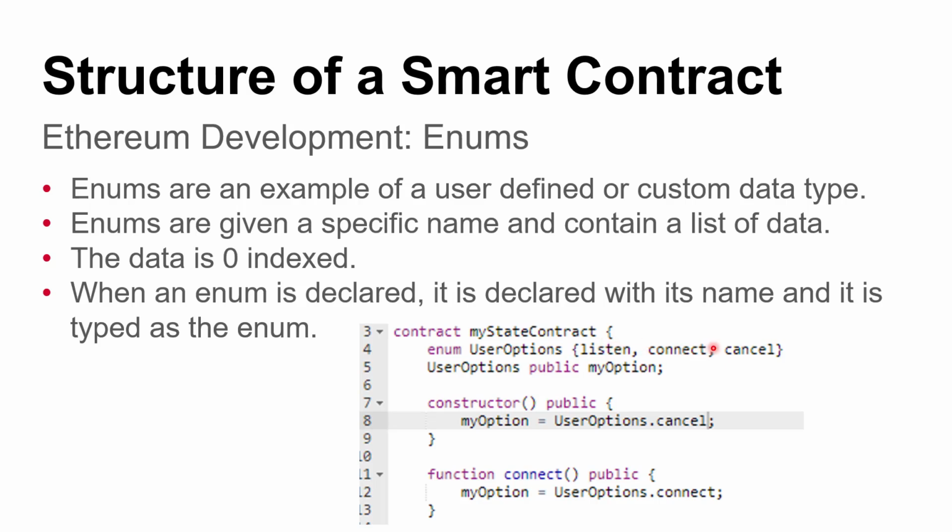So listen, connect, cancel. And then we declare a my option as user option, which means it has the properties of user options. And then we can see here a constructor, and we want to initialize my option to the option cancel. And then for connect, we want to set it to connect, and so on.